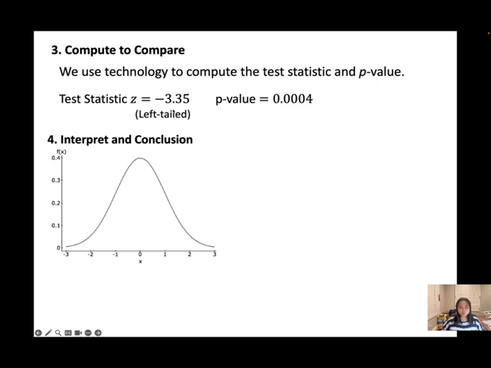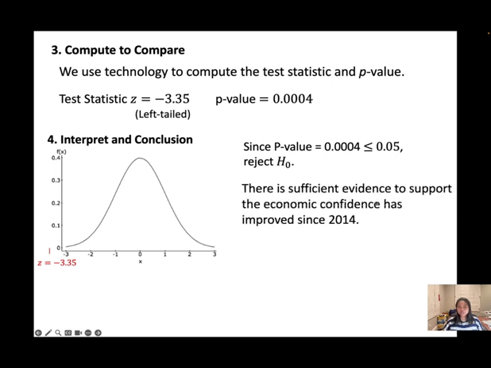Okay, so negative 3.35 is somewhere like here. So you could see the p-value will be really, really small. And then we're going to compare with your significance level. Okay, significance level is given. So this is a less than or equal to, so that will be reject. And then we're going to draw the conclusion. There is sufficient evidence to support the economic confidence has improved. Okay, that means like 2015, the population is going to be higher to feel like this way.